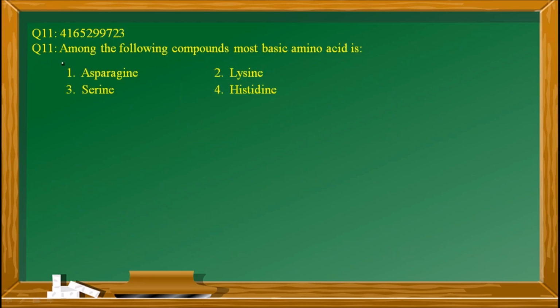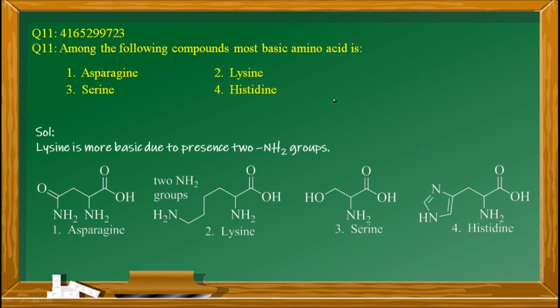Next, question number 11. Among the following compounds, the most basic amino acid is, they have given 4 amino acids, friends: asparagine, lysine, serine and histidine. We know that all amino acids will have, what are the functional groups? Amine and acid. All amino acids will have this same structure. In all amino acids we will find amine and acid, but the acidity and basicity depend on the substituents. If the substituent is acid, it is going to be acidic. If the substituent is base, that is amine, it is going to be basic. So let us see the structures.